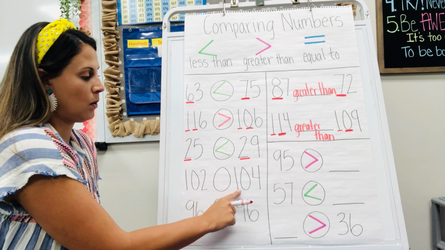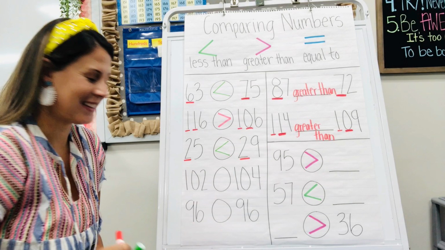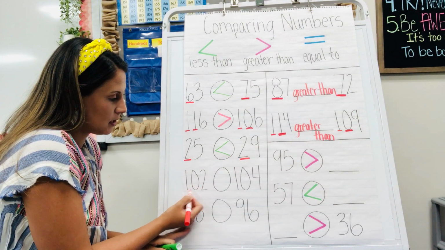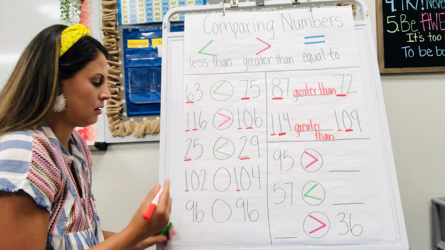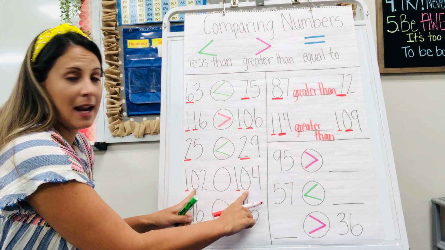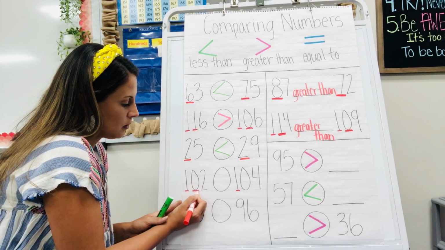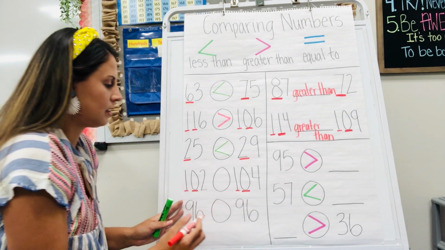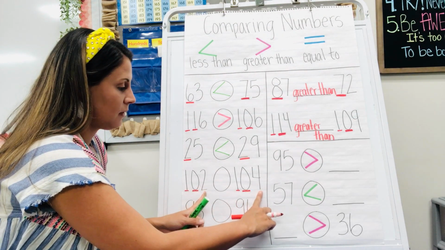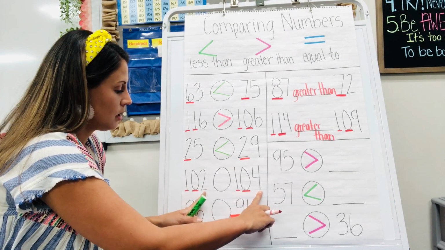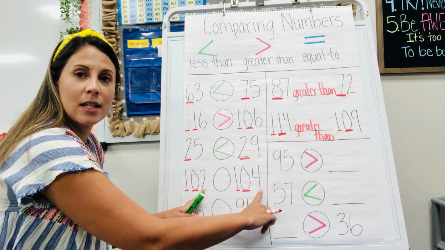102, 104. This one might be a little tricky, but I know you can do it. Let's look at the first place value. This is our hundreds place. 100 and 100. Well, if they're the same, you move to the next place value. Uh-oh. This one has a 0, and this one also has a 0. Well, if that's the same, then we move to our next place value and compare those numbers. 2 and 4.